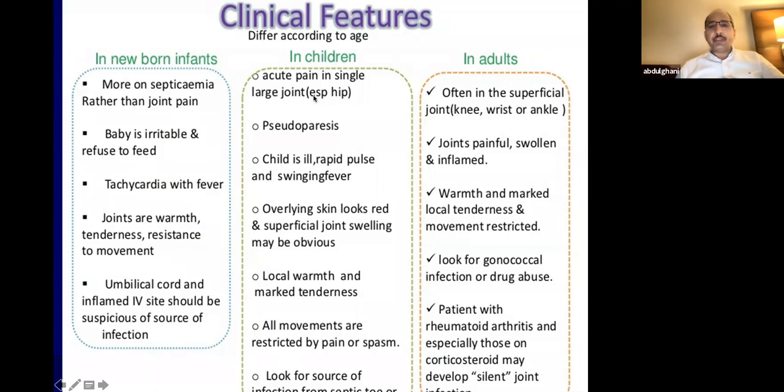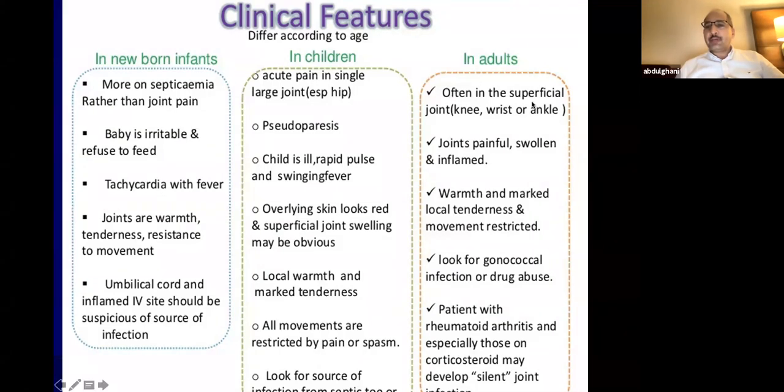Whereas in children, in acute pain in a single large joint, especially the hip, the picture of pseudo paralysis, the child will be ill, rapid pulse, swinging fever, overlying skin will look hard and red. The superficial joint is going to be swollen. There will be local rise of temperature. Of course, there will be tenderness, and all the movements are going to be extremely painful. And look for the source of infection in the vicinity.